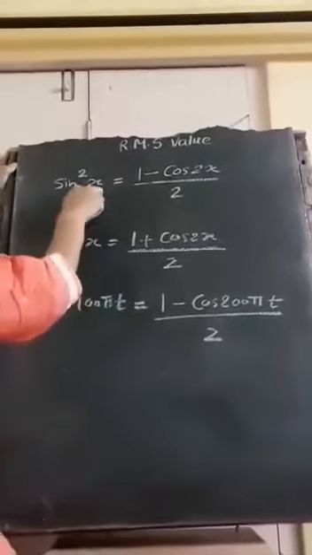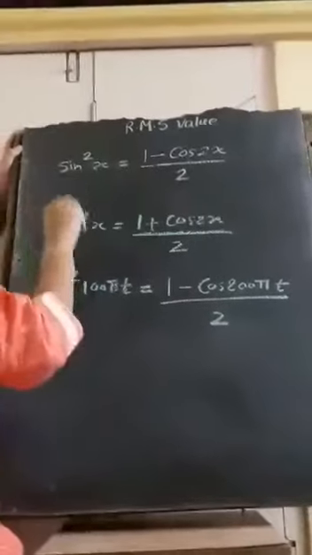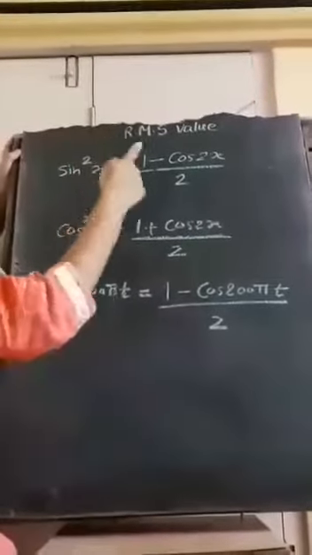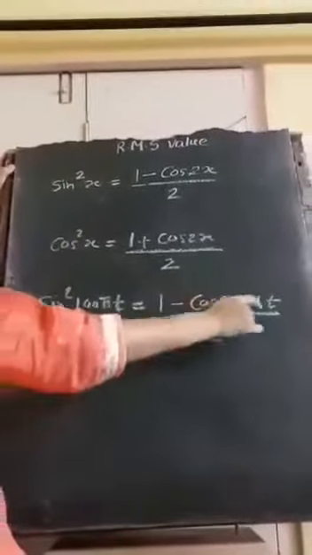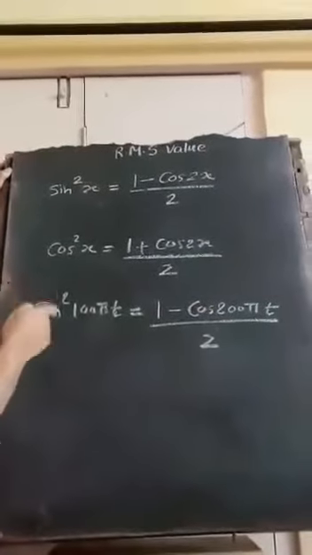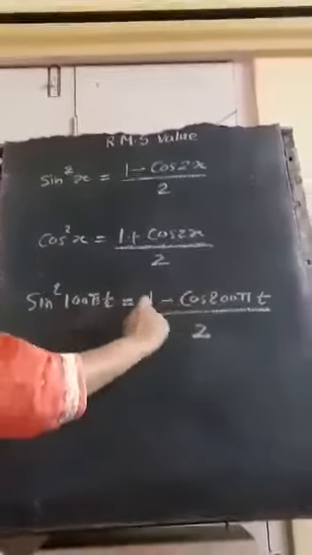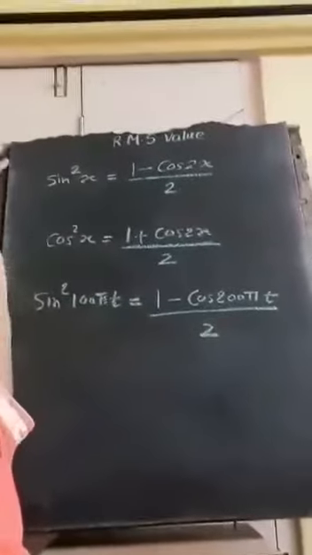What you have to do? Whatever is the angle, double of that. If it is theta, you have to say 2 theta. If it is x, you have to say 2x. X double will be 2x, 100 pi t double will be 200 pi t, and so on. So first you need to substitute that sin square as this, then both the terms you need to integrate separately.